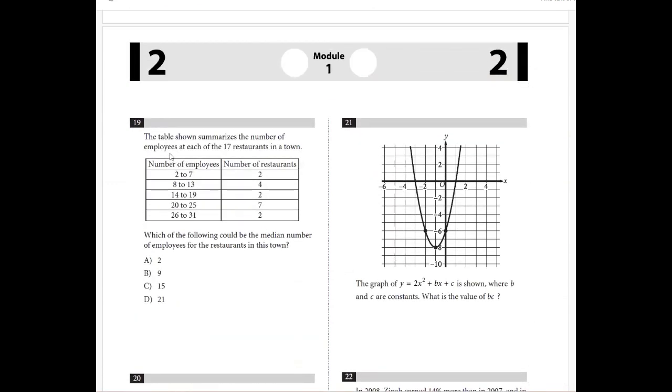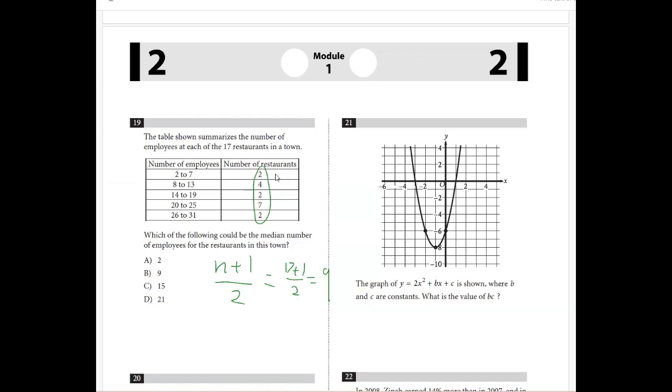Question number 19. The table shown summarizes the number of employees at each of the 17 restaurants in a town. Which of the following could be the median number of employees at restaurants? So we know that the median is simply n plus 1 over 2, where n is the sum of the frequencies. So this is 17 plus 1 over 2, which is 9.